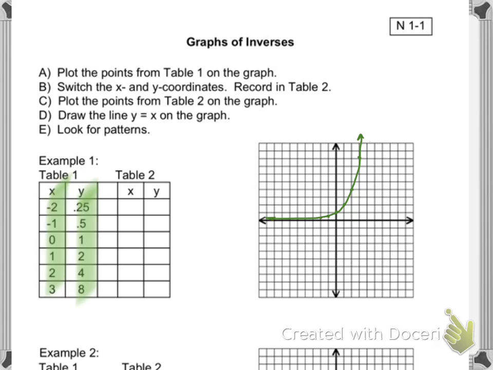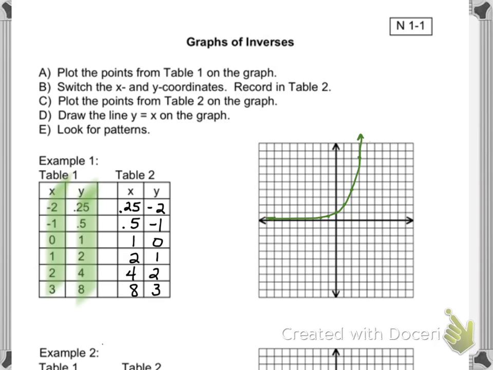Step B, swap the x and y coordinates. So we now have 0.25 in x and negative 2 in y, 0.5 and negative 1, 1 and 0, 2, 1, 4, 2, just swap x and y, and 8, 3. Okay, so now we've got those. Let's go back and plot those points on our graph. And I'm going to put those in pink.